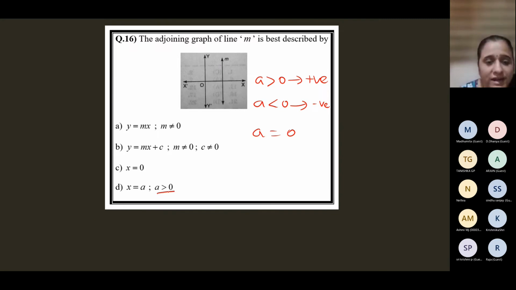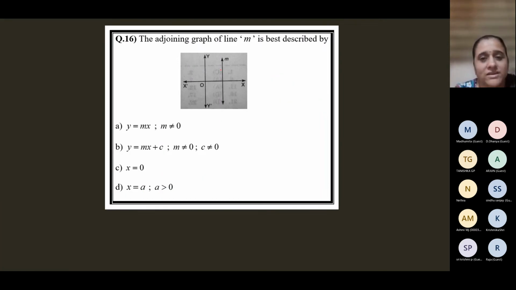Okay, so here a > 0 means a is positive. So what is it? x = a, and the value of a is positive. Now, this line m is parallel to the y-axis, right? So its equation will be like x = something, x = a. And it is a positive a because it's to the right of the y-axis. That's what it is, a > 0.